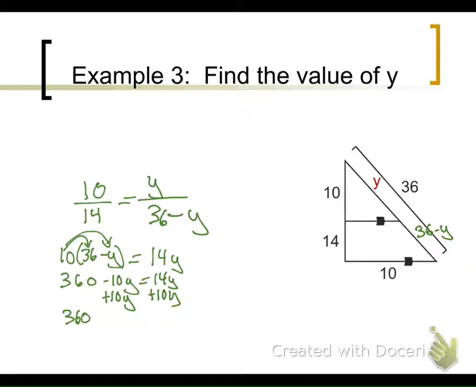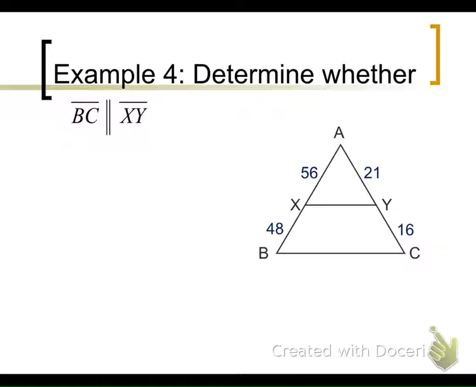I get 360 equals 24y. Divide by 24. y equals 15. What is it, hon? 15. 15. These would be parallel if those two ratios are equal. So we want to see if that's going to be the case.